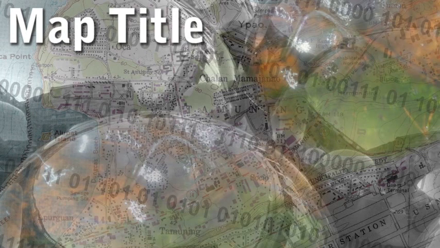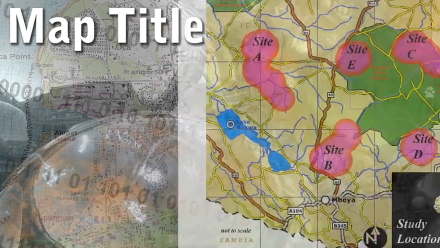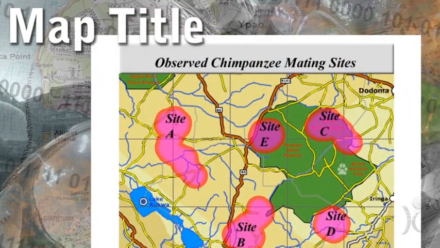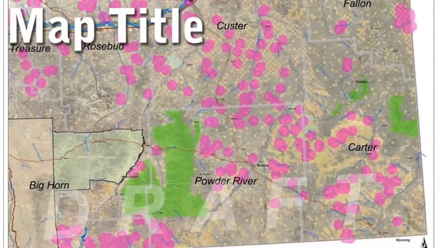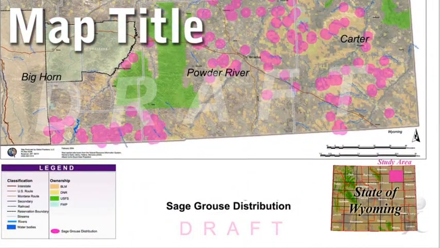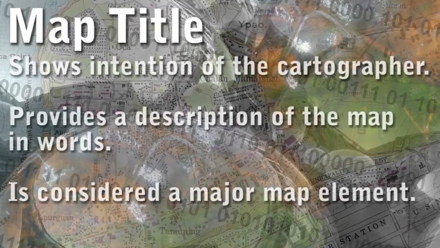The title is a powerful and staccato statement describing the purpose of the map. For example, observe chimpanzee mating sites, or sage-grouse distribution. The map title reveals important information about the intention of the cartographer. A map title, as it relates to a map, is very similar to an abbreviated thesis statement for a dissertation.